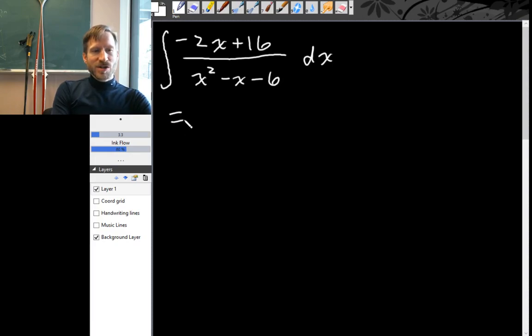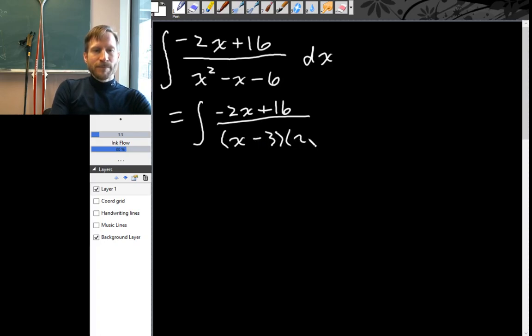Hopefully it occurred to you after the first example from the worksheet that if the denominator factors, it's probably a good idea to see how it factors. And it looks like this one does factor. It's x minus 3 times x plus 2.